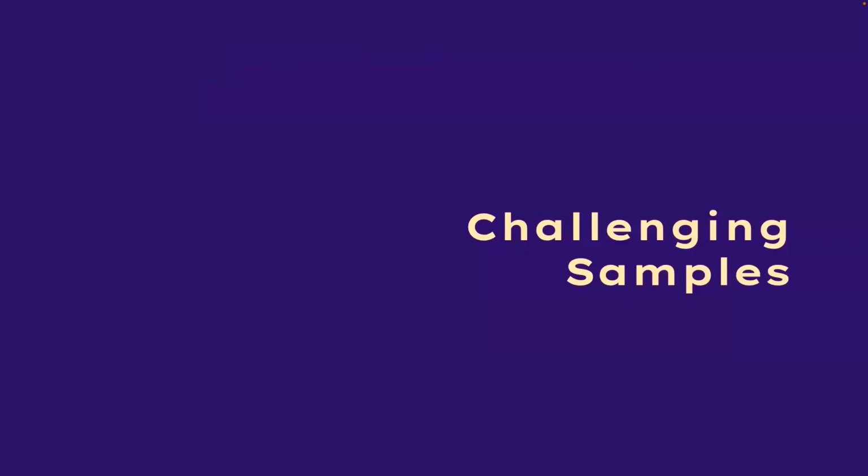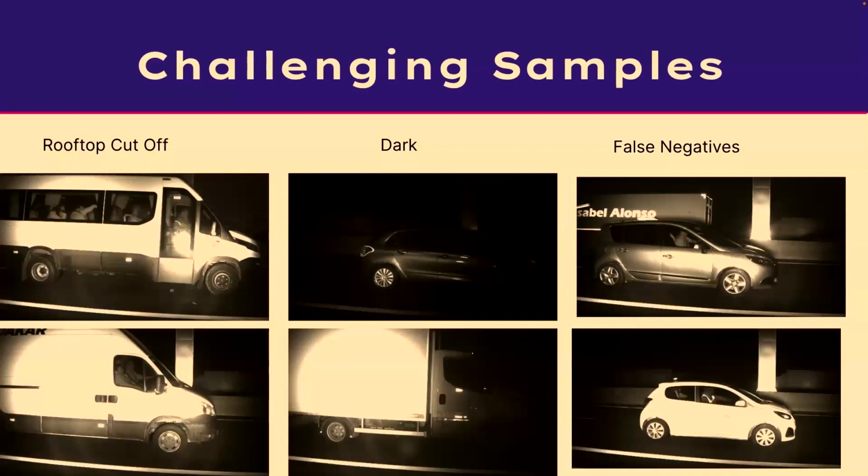All right, so now let's talk a bit more about some challenging samples for our model, right? If you look at this first column on the right, my right, you'll notice that these images have their rooftop cut off. In this case, it would be difficult to detect if there's a taxi sign or a siren on top of that vehicle. So it would be hard to see if that's a special vehicle or not. There are also some images that are very dark, as you can see in the middle column.